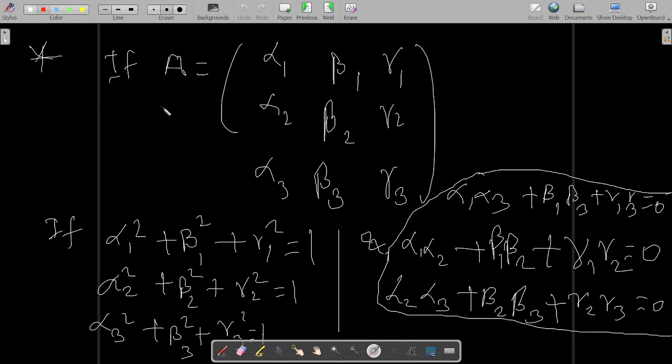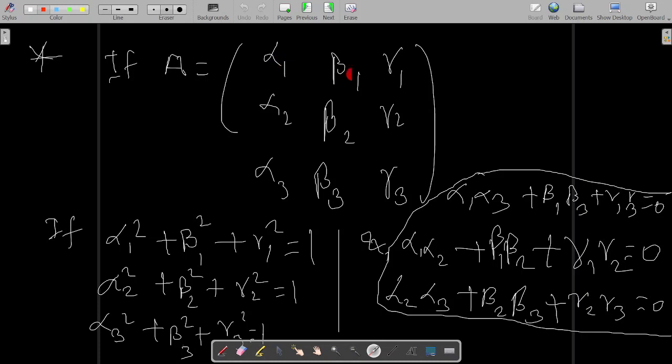Suppose such a situation is there, if A matrix equal to alpha 1 beta 1 gamma 1, alpha 2 beta 2 gamma 2, alpha 3 beta 3 gamma 3, and suppose this particular row satisfies this equation, alpha 1 square plus beta 1 square plus gamma 1 square equal to 1. Suppose this second row satisfies this condition, alpha 2 square plus beta 2 square plus gamma 2 square equal to 1. And suppose this third row satisfies this condition, that alpha 3 square plus beta 3 square plus gamma 3 square equal to 1. Okay.